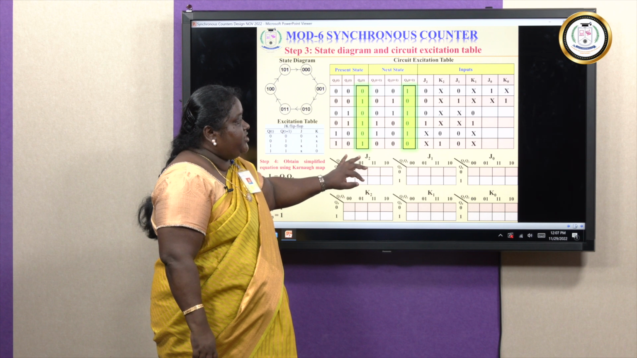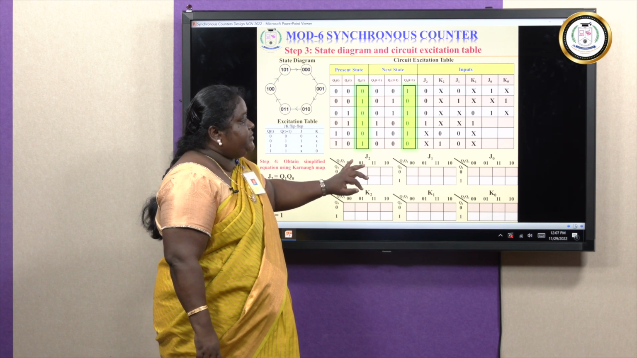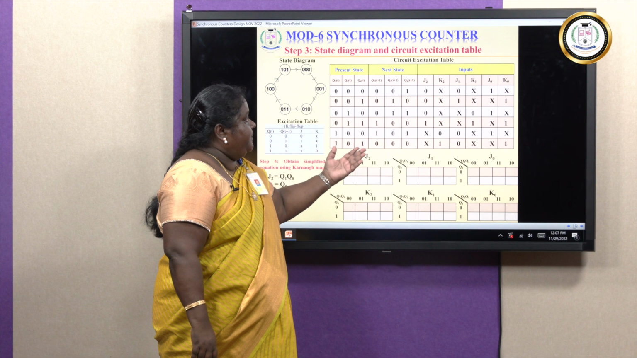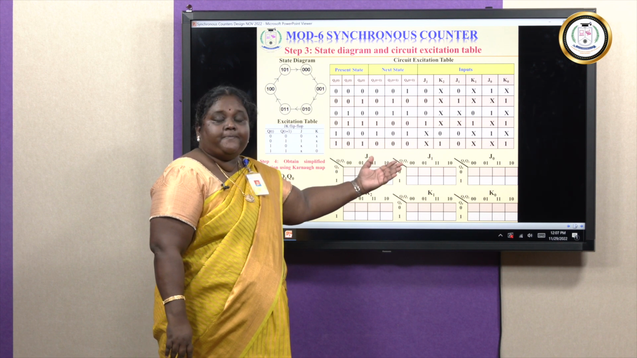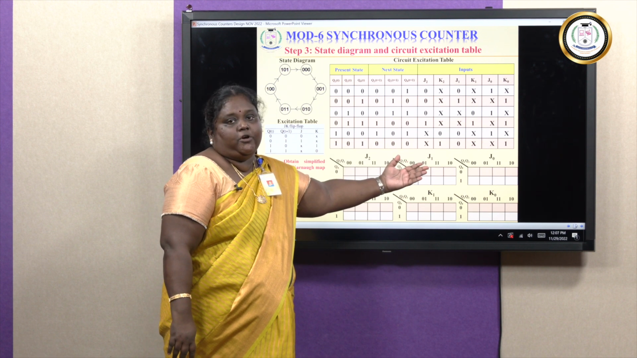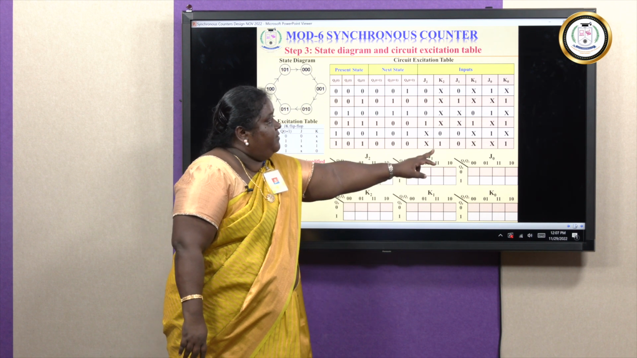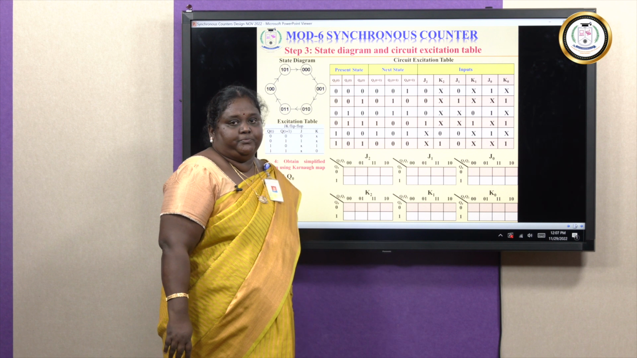In a similar fashion, let us quickly try to fill J0 and K0 for all the present state and next state combinations. Now we have completed creating the excitation table. Okay, for the present state and next state combinations, these are the possible input combinations for all the 3 flip-flops: flip-flop 0, flip-flop 1 and flip-flop 2.